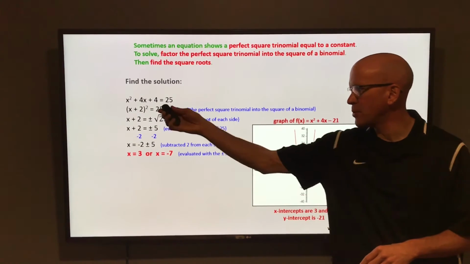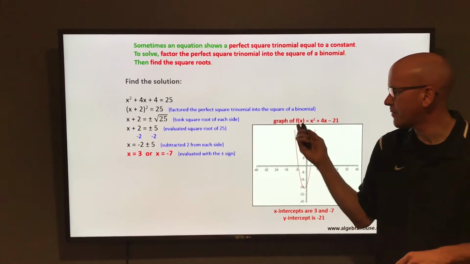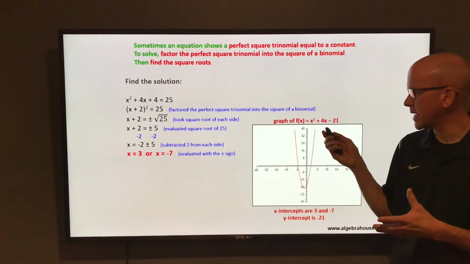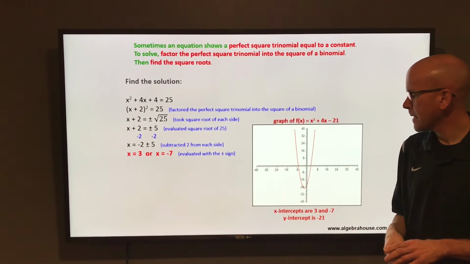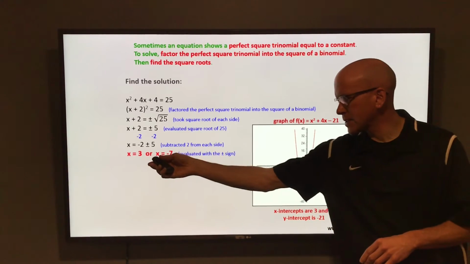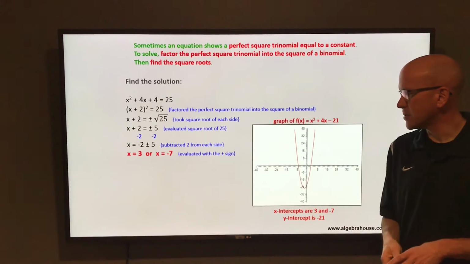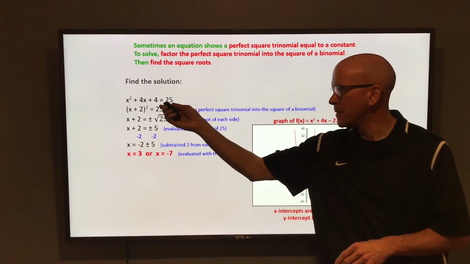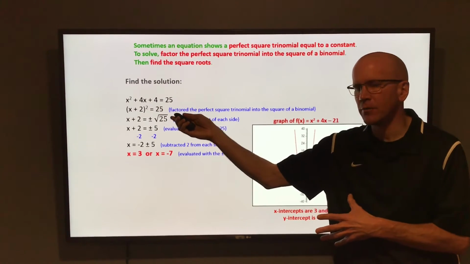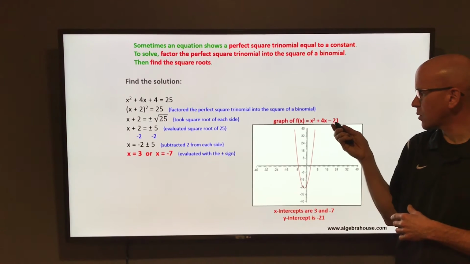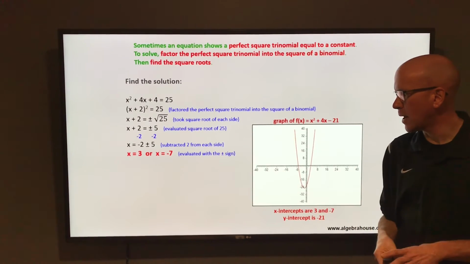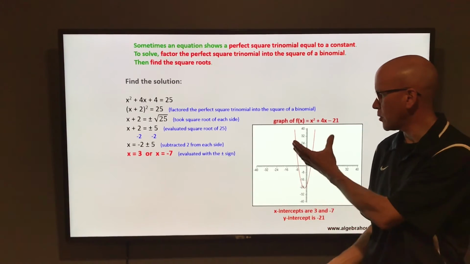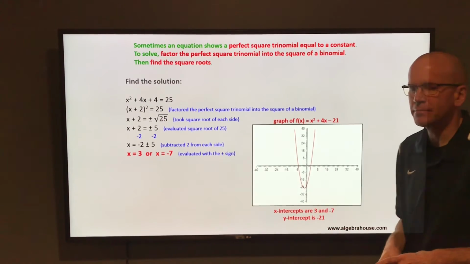Those are the x-intercepts. So if you graph this equation, x squared plus 4x plus 4 equals 25, or even f of x equals x squared plus 4x minus 21, if you get that in standard form or function notation, the x-intercepts are going to be 3 and also negative 7. So that's where it crosses the x-axis. It hits the y-axis at negative 21. That is the y-intercept. If you subtract 25 from each side, that gets that into standard form. So x squared plus 4x minus 21, negative 21 is the constant term, and that is the y-intercept. So the x-intercepts are 3 and negative 7. The y-intercept is negative 21. And also the parabola opens upward because your x squared is positive.